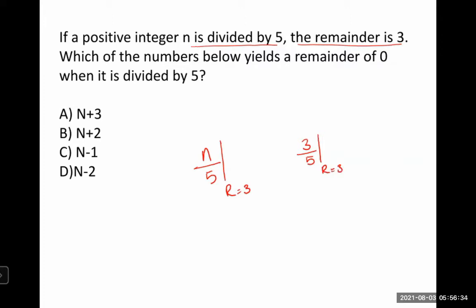Now, which of the following numbers yields remainder 0 when divided by 5? The number is 3. If I add 3 plus 2 and divide with 5, I will get the remainder as 0, right? So n plus 2 divided by 5 will give the remainder 0. Can I say the answer is option B, n plus 2? N plus 2 divided by 5 gives the remainder 0.